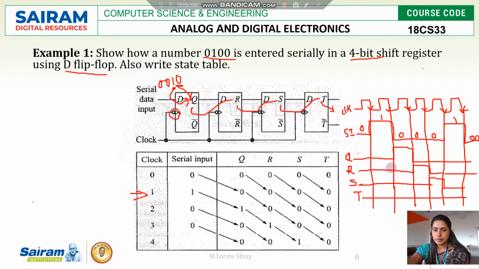Next R is 0, 0, 1, 0. S is 0, 0, 0, 0, 1, 0. So you can see how the data is shifted here. 1 is shifted like this. T is all 0s. In the next cycle the same thing will continue, because in the next cycle again 0, 1, 0, 0, and after that again 0, 0, 1, 0, 0, 0, 1, 0. So everything will be continued serially.